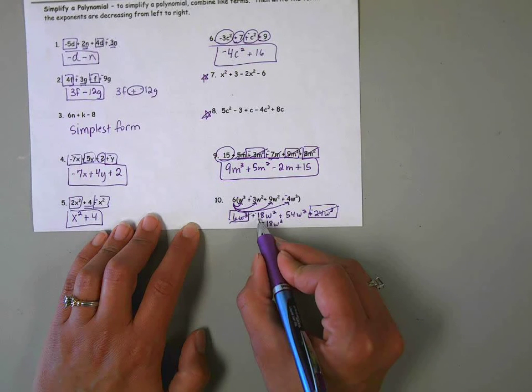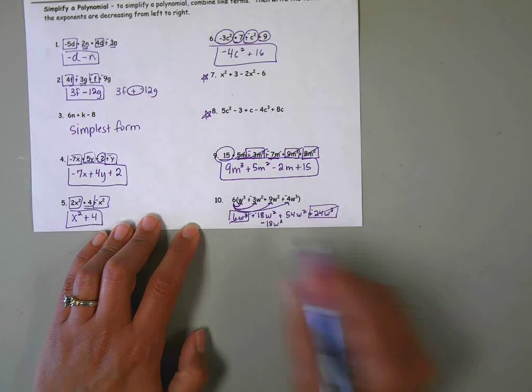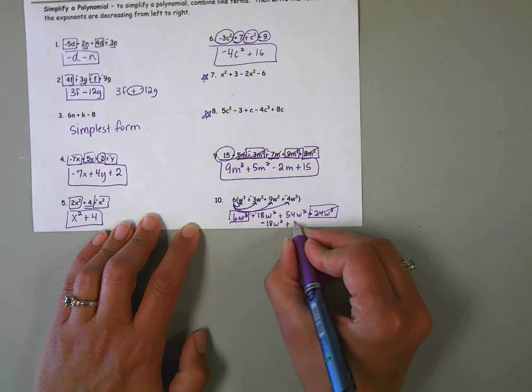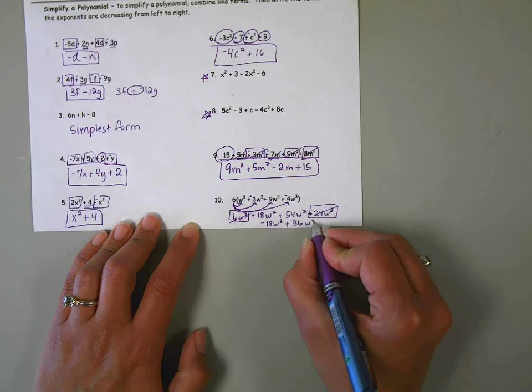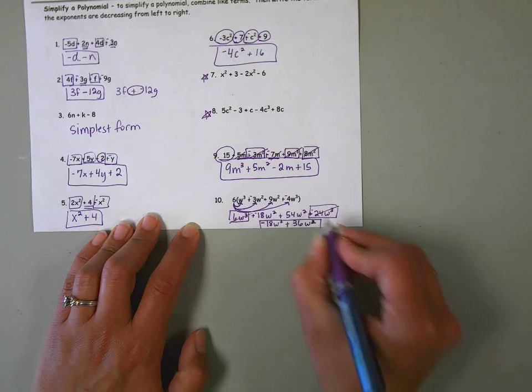And then a negative 18w squared plus 54w squared. So a negative 18 plus 54 is a positive 36w squared. And that is number 10.